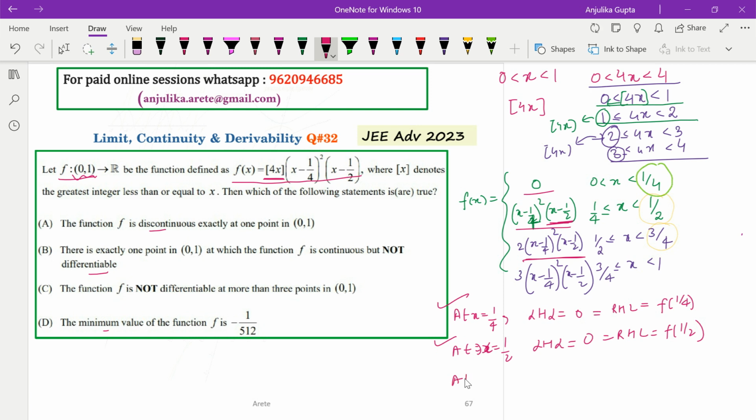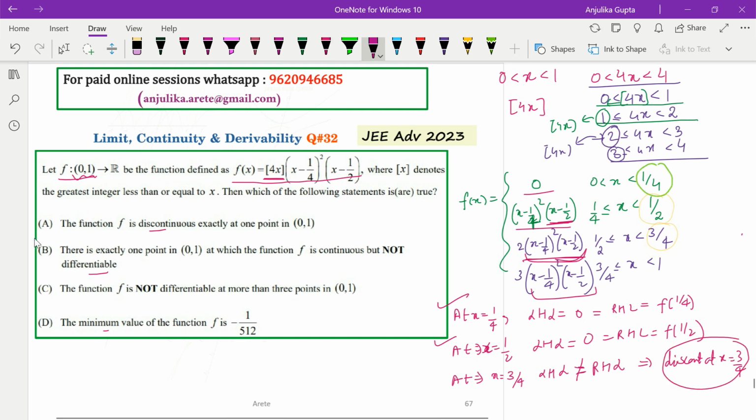Check at x equal to 3/4. I don't need to calculate, right? See, it's the same expression; this is multiplied by 2 and this is multiplied by 3. At 3/4 you are going to get different values. So definitely LHL and RHL are not equal. We need not find them out. So you have discontinuity at x equal to 3/4. This is the first option: the function f is discontinuous exactly at one point. That's true.